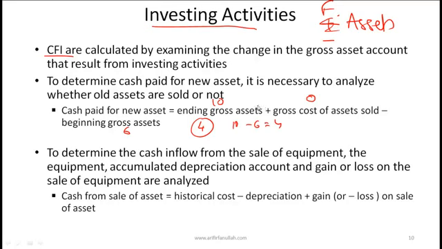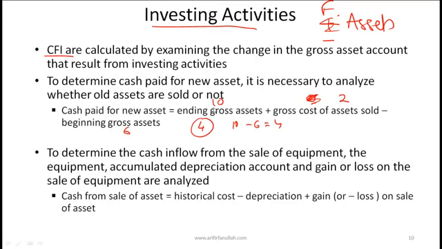Now let's assume that we actually sold assets with a gross value of 2. So if we sold assets with a gross value of 2, and we started with 6 and ended with 10, what was the cash paid for new assets? In this case, the cash paid for new assets would actually be 6. How do we get that? Basically by using this simple equation.